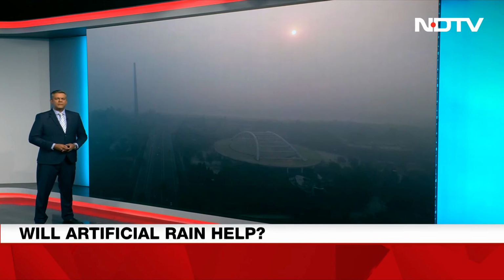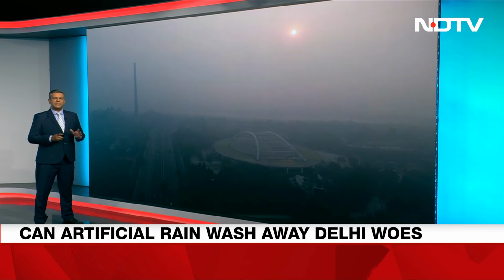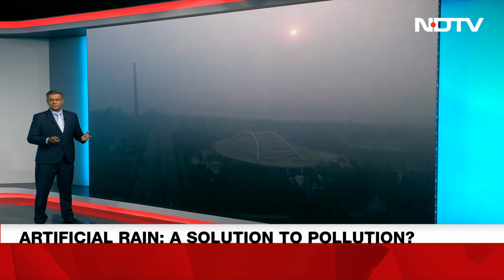Cloud seeding is a weather modification technique that aims to increase precipitation from clouds. And here's a step-by-step explanation of how it typically works. The big question: will it work in the National Capital Region if it's allowed to take place?